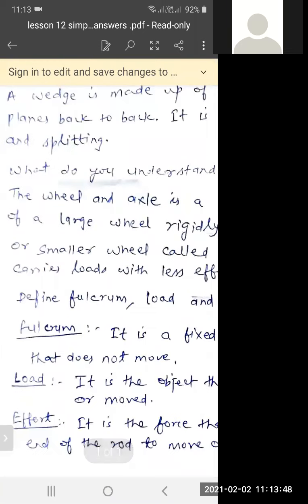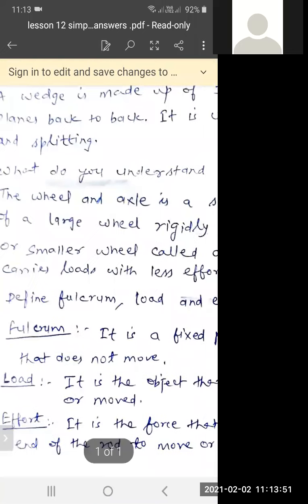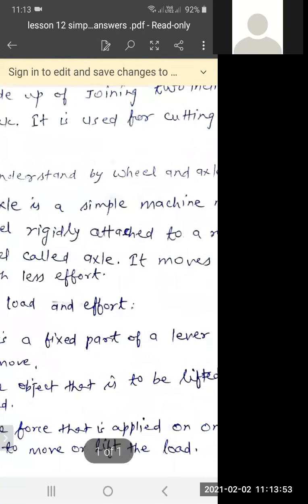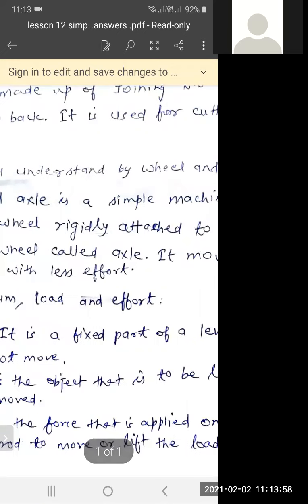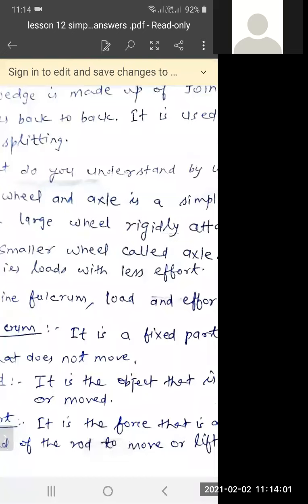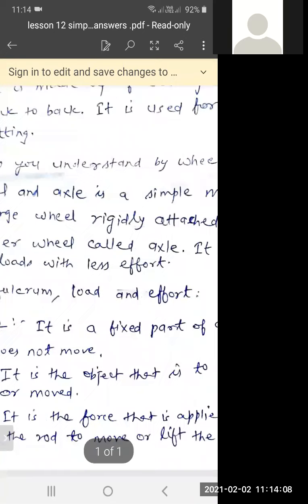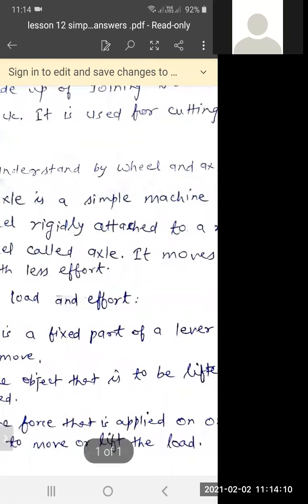Load. What is load? It is the object that is to be lifted or moved.